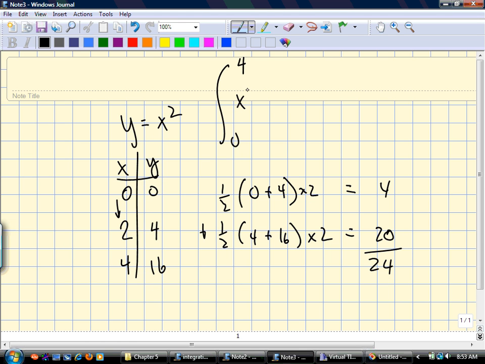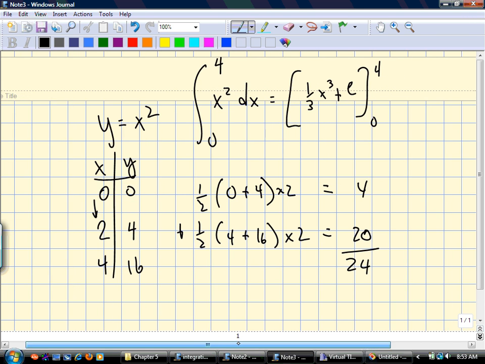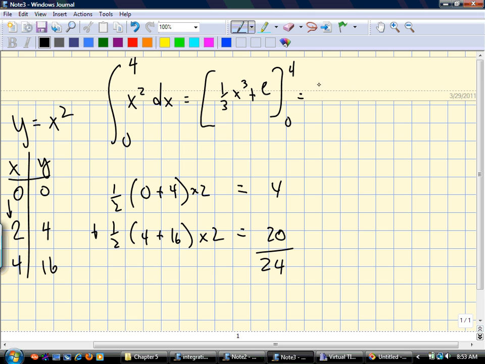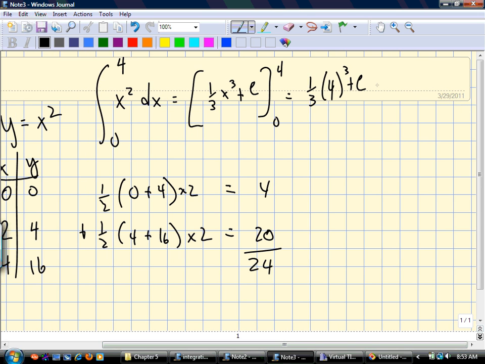So then we go, okay, Mr. App, take the antiderivative, 1/3 x cubed plus c. And we're going to substitute 4 in for x, and we're going to substitute 0 in for x. Our c's cancel. That's a good thing, let me tell you. And then we go 4 times 4 times 4 divided by 3. What's 4 times 4 times 4 divided by 3?